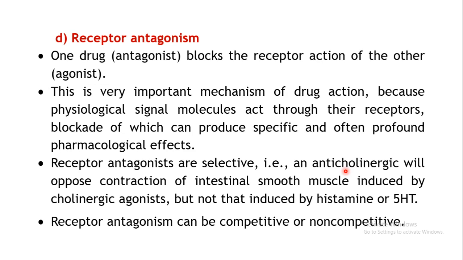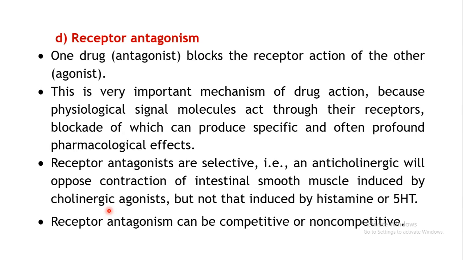This type of drug will not block the effect of histamine or 5-HT. 5-HT can also make the intestinal smooth muscle contract. Histamine can also make the intestinal smooth muscle contract. But these effects will not be blocked by an anticholinergic. Anticholinergic drugs will block the contraction of intestinal smooth muscles only when mediated through the cholinergic receptors. So antagonists are also specific, or quite selective in nature. They can block only certain types of receptors, but not other types of receptors.